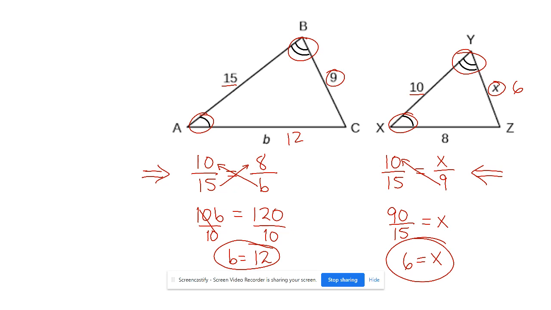So hopefully this looks familiar. This is something I'm sure you've done before at some point. But that is using similar triangles and proportions to find missing sides.